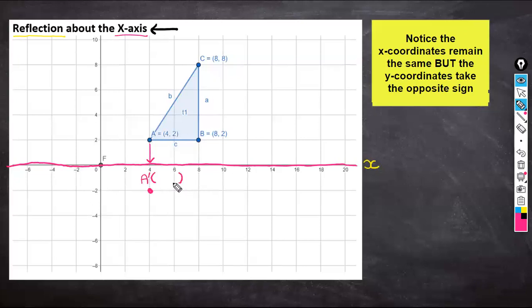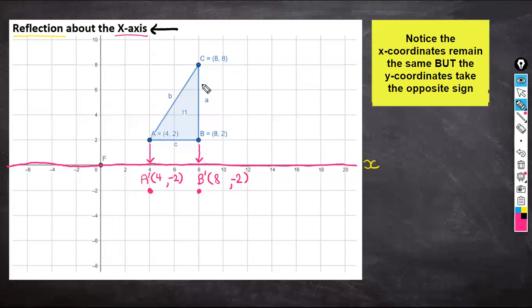And what are his coordinates? Isn't his coordinates 4, minus 2? Do you all see that? 4 on the x-axis and minus 2 on the y-axis. Remember, when you're plotting points, you have to put the x-coordinate first and the y-coordinate after. For point B, he's also 1 block away from the mirror. So on the other side, he will be 1 block on the other side. And I'm going to call him B prime. And his coordinates would be what? 8, minus 2.